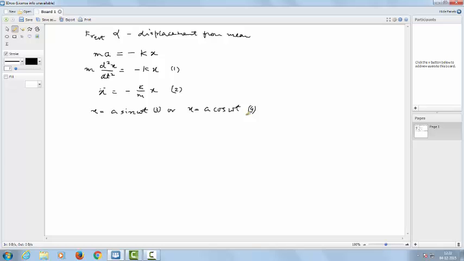If you take the second derivative of the solution, the first derivative is a omega cosine omega t. If we have taken the solution to be 3, the second derivative is minus a omega squared sine omega t. So this is minus omega squared into x.